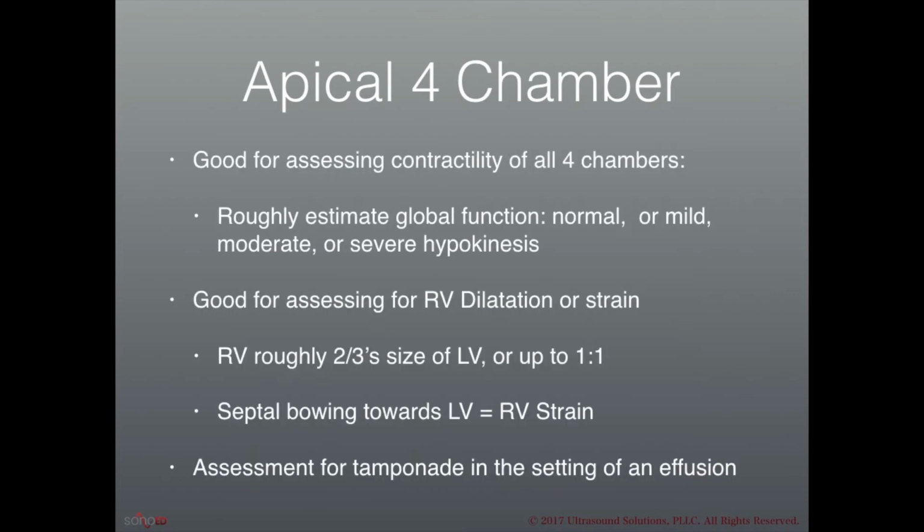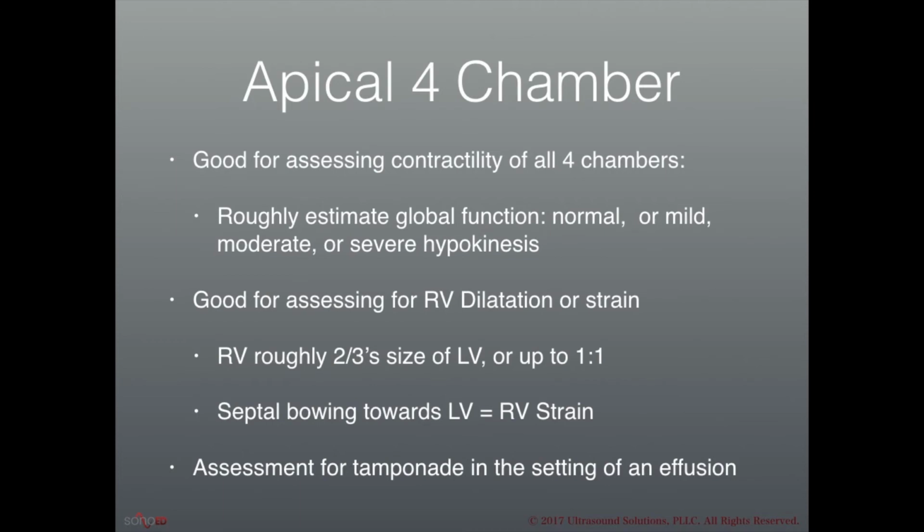So what will we be assessing with the apical 4-chamber view? Well, pretty much everything that we really want to know. It's great for contractility and allows you to see the contractility of all 4 chambers and compare chamber size. It's great for assessing for RV dilatation or acute RV strain because you're able to compare them side by side. Remember that the right ventricle is roughly 2/3 the size of the left ventricle, and we're going to allow it to be up to a 1-to-1 ratio before we call it concerning for acute right heart strain.